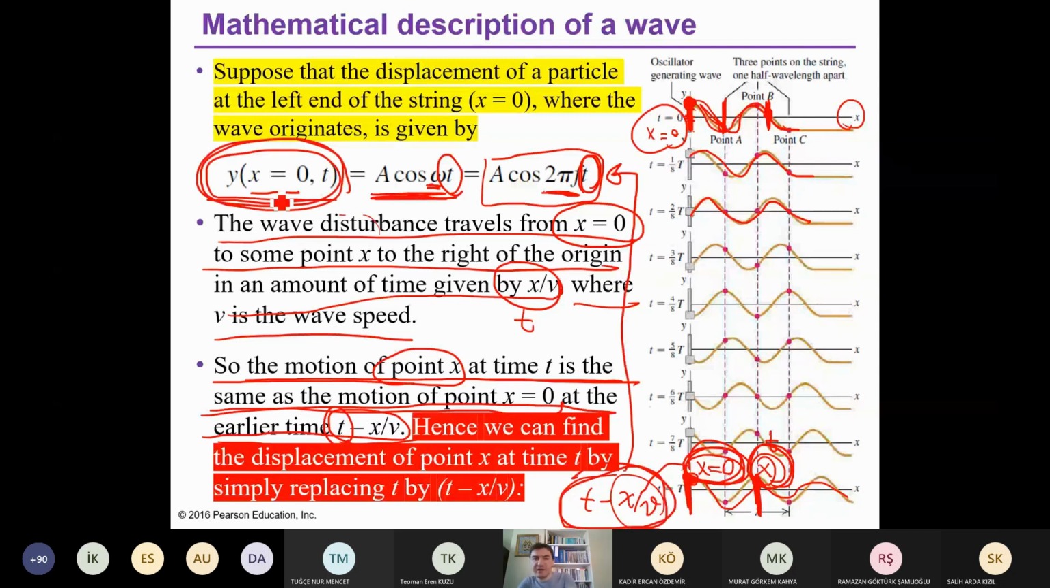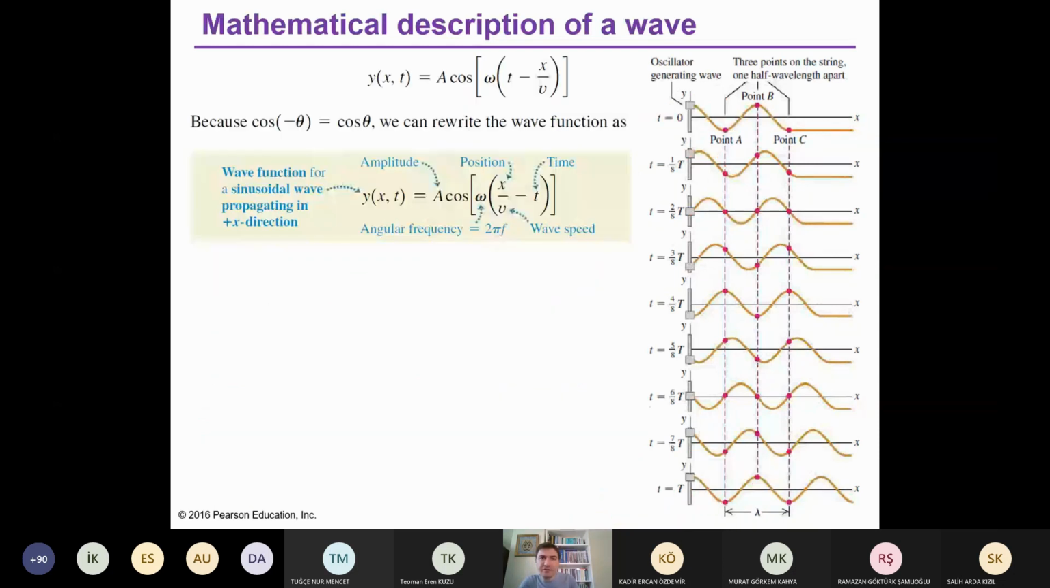If this part is clear, then others are easy. So here, instead of time, just use t minus x over v. And here you see cosine omega t minus cosine omega x over v. Okay, if you rearrange this part of the cosine function, you can write it like this.